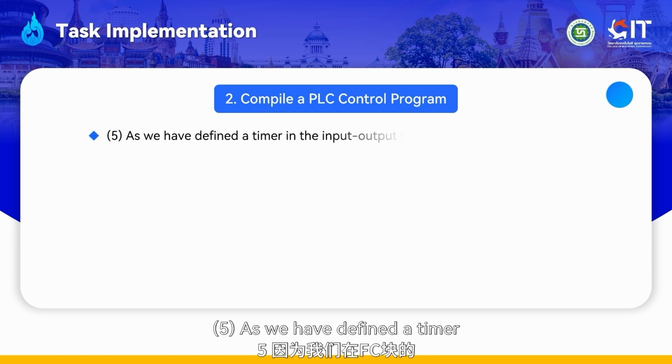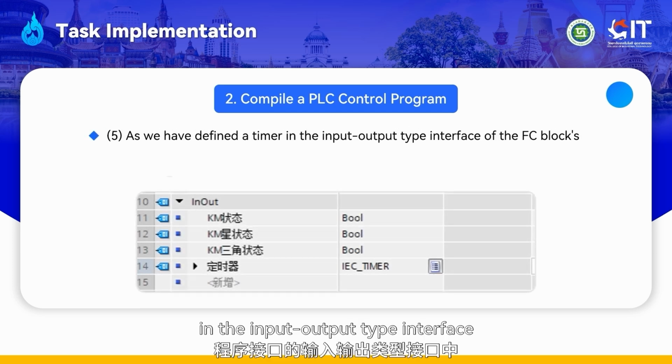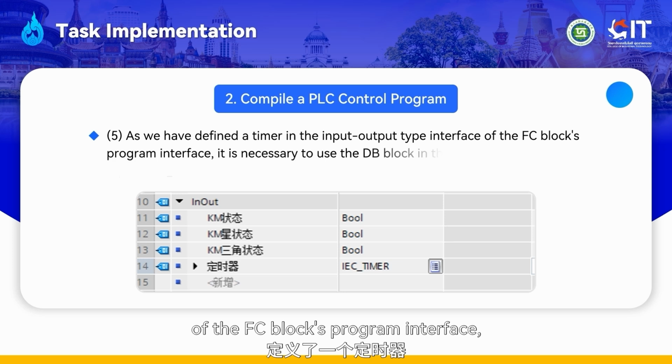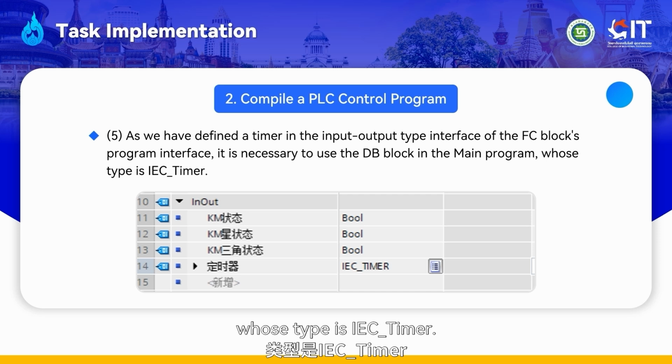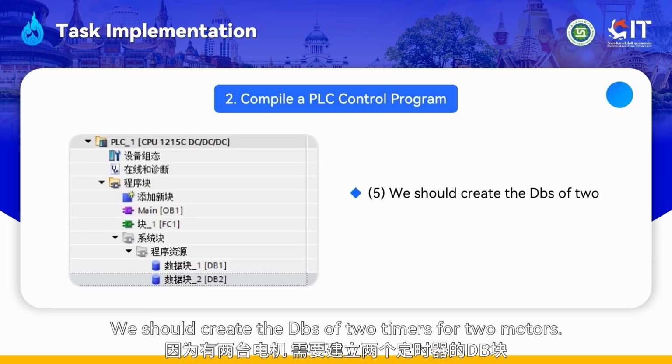5. As we have defined a timer in the input-output type interface of the FC block's program interface, it is necessary to use the DB block in the main program, whose type is IEC_timer. We should create the DBs of 2 timers for 2 motors.